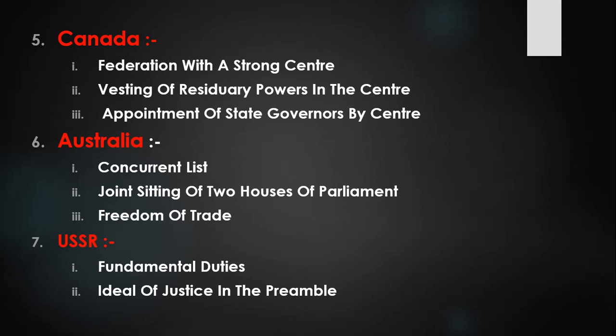Now friends, what have we adopted from Australia? We have adopted the concurrent list from Australia. So what is the concurrent list? It means the central government as well as state governments have power to make law on the concurrent list. It is a common list. Now the joint sitting of two houses of parliament. At times there arises the need for a joint sitting of Lok Sabha and Rajya Sabha for the passing of bills. I will teach you this when I teach Lok Sabha and Rajya Sabha, but for the time being, just remember this provision was adopted from the Constitution of Australia.